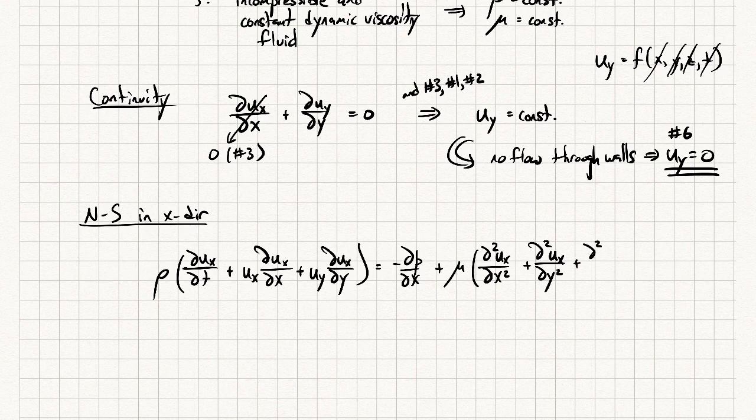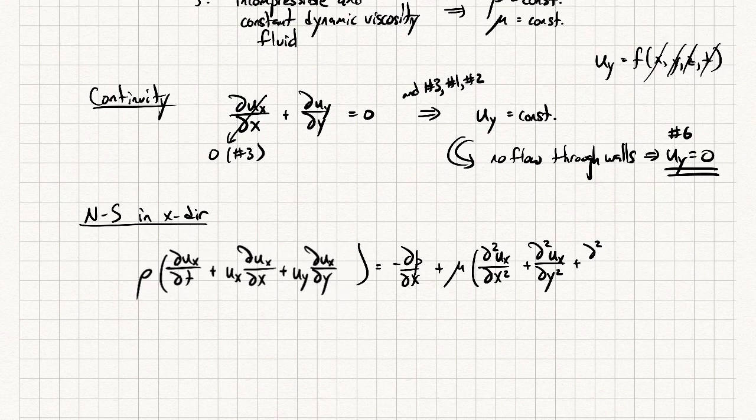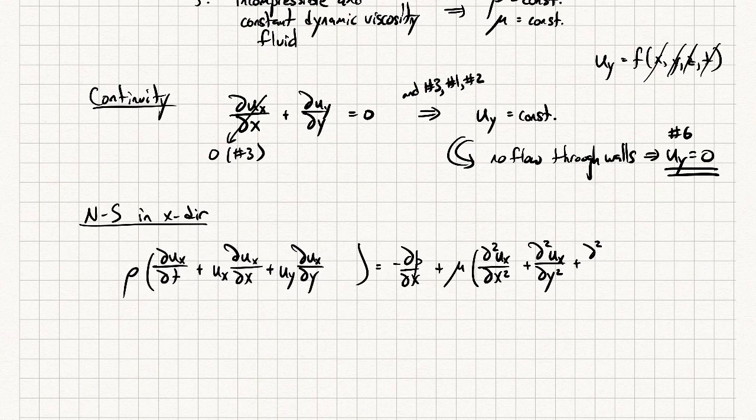Oh, I forgot a term here. Let me use the magic of my iPad to give myself a little more space. Look at that. Okay, so here we have uz, dux, dz. I got a little ahead of myself when I wrote this down. Okay, so there's our Navier-Stokes equation in the x direction.